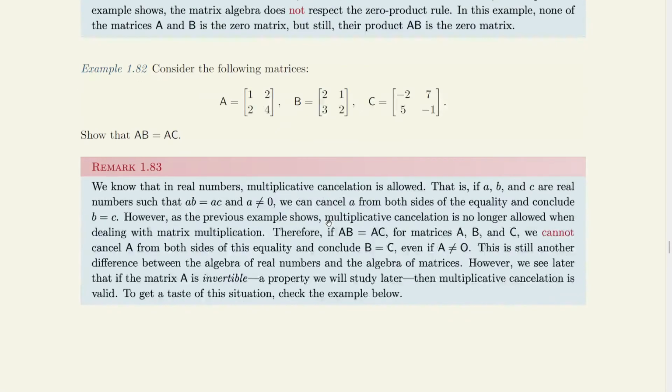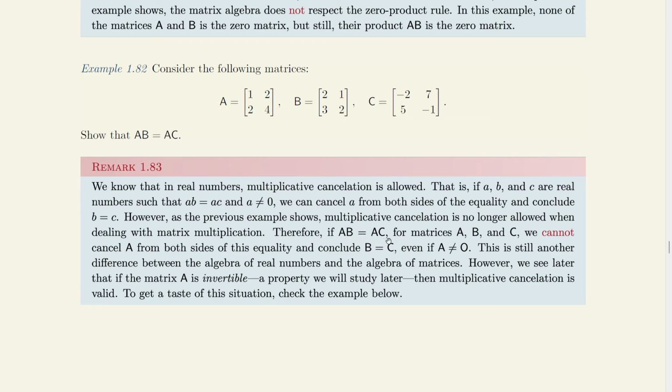So here I have written, let me just read it once more to check if I have written everything correctly. We know that in the real numbers, multiplicative cancellation is allowed. That is, if a, b, and c are real numbers such that ab is equal to ac and a is not equal to 0, we can cancel a from both sides of the equality and conclude b is equal to c. However, as the previous example shows, multiplicative cancellation is no longer allowed when dealing with matrix multiplication.